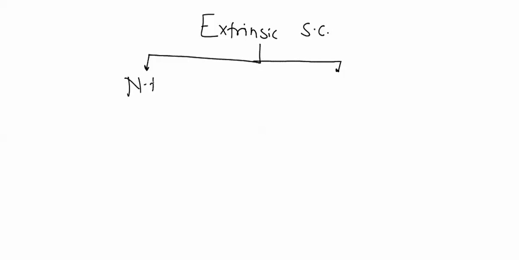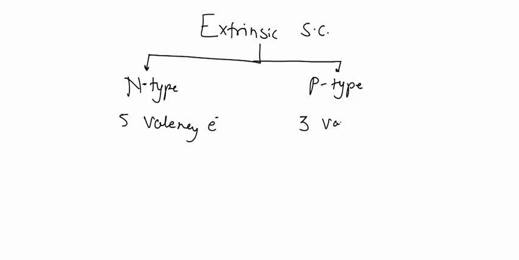Extrinsic semiconductor, as we see, so extrinsic semiconductor are of two types, N type and P type. If we add in a pure semiconductor an impurity atom which consists of five valence electrons, the resulting material will be an n-type semiconductor. And if we add an impurity with three valence electron, the resulting semiconductor will be p-type semiconductor.